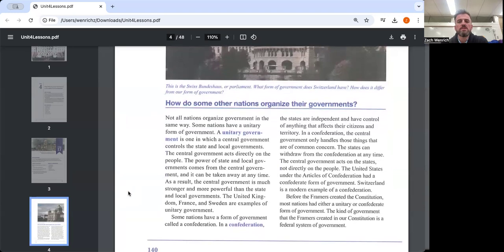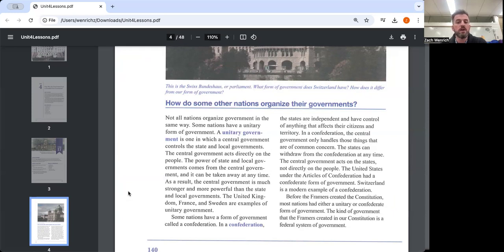So, how do some other nations organize their governments? Not all nations organize their government in the same way. Some nations have a unitary form of government. A unitary form of government is one in which a central government controls the state and local governments. The central government acts directly on the people. The power of state and local governments comes from the central government, and it can be taken away at any time. As a result, the central government is much stronger and more powerful than the state and local governments. The United Kingdom, France, and Sweden are examples of unitary government.